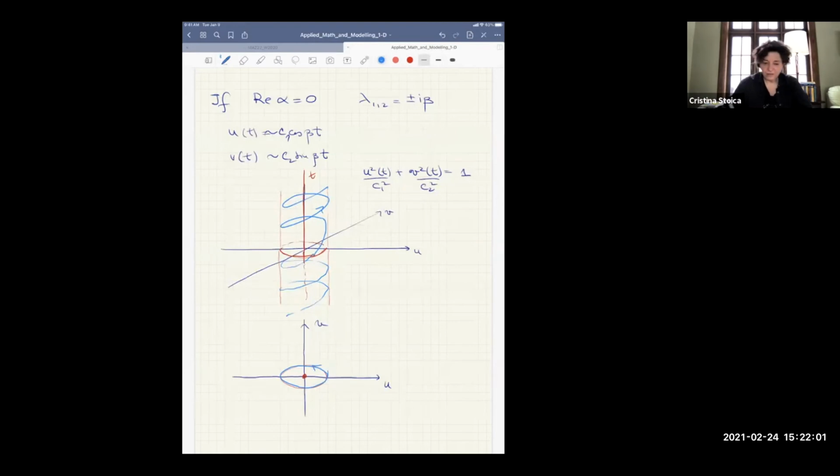Okay, so what we're going to see in this plane here, the equilibrium in the phase plane will be surrounded by these circles, right? These orbits that are like circles or deformed circles.